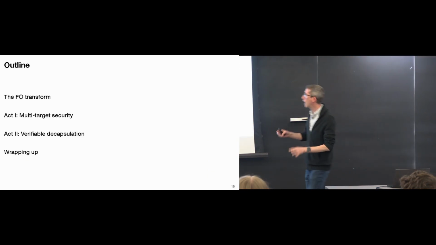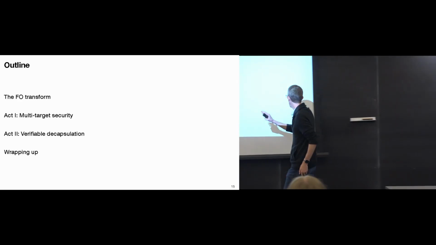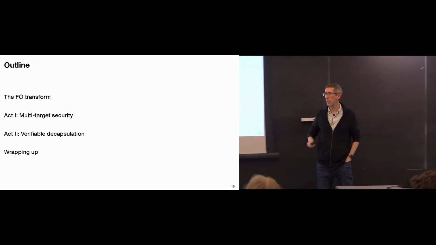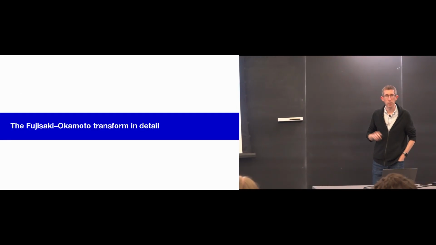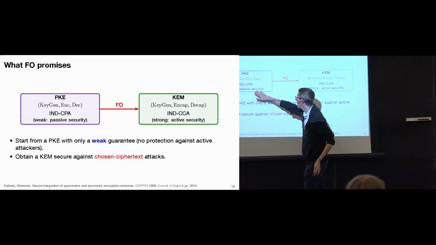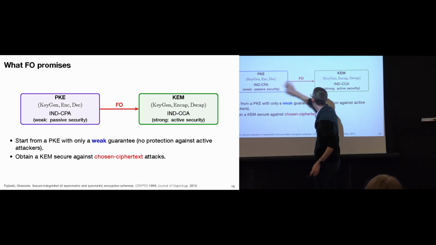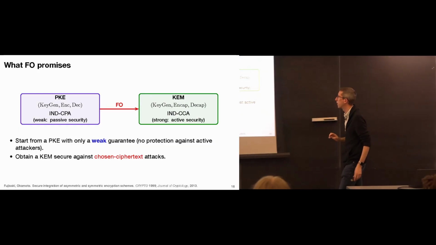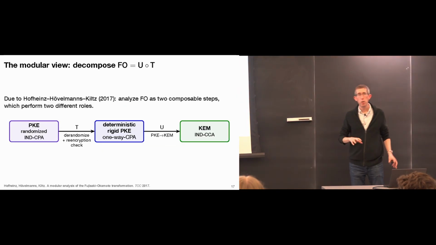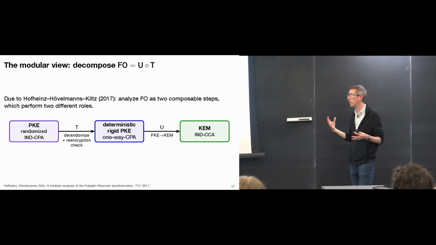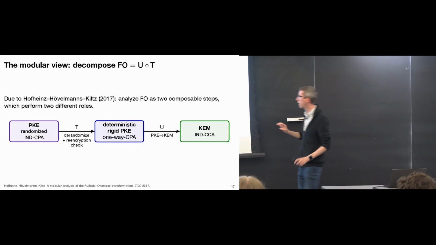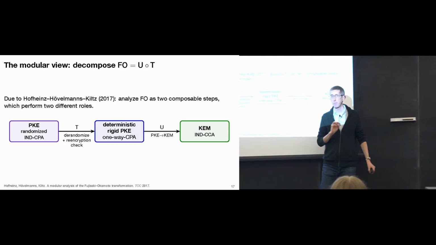Okay, so the plan for the rest of the time, I'll tell you a little bit more in detail about the FO transform. We'll look at these 2 themes and then wrap up. So this FO transform, I've already given you the main idea. It takes a passively secure public key encryption scheme and upgrades it to an actively secure key encapsulation mechanism. And the modern way of viewing this transform is to decompose it into two subtransforms called the T transform and the U transform.